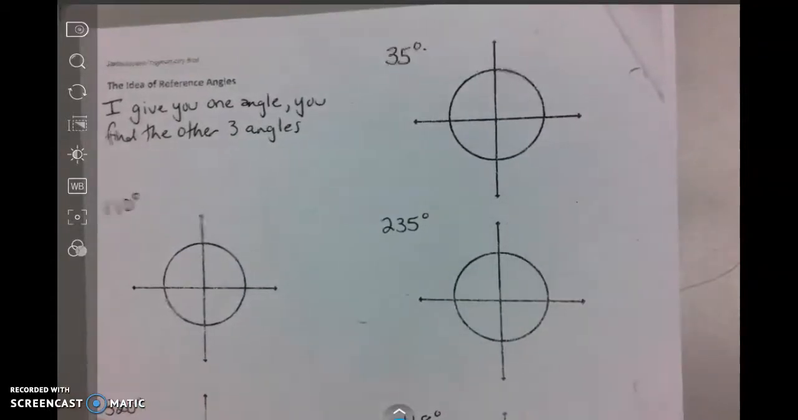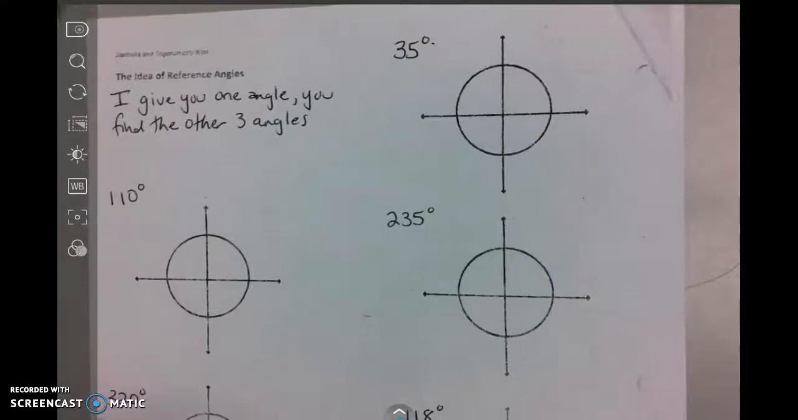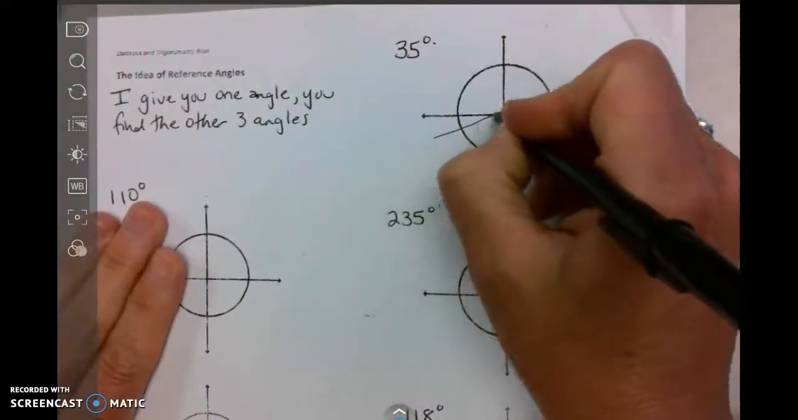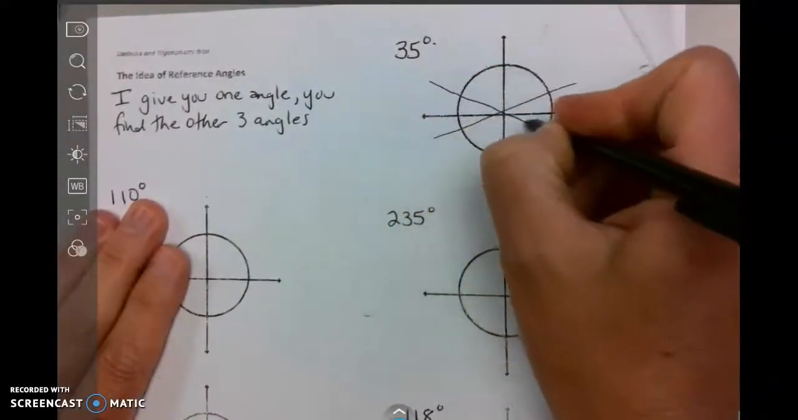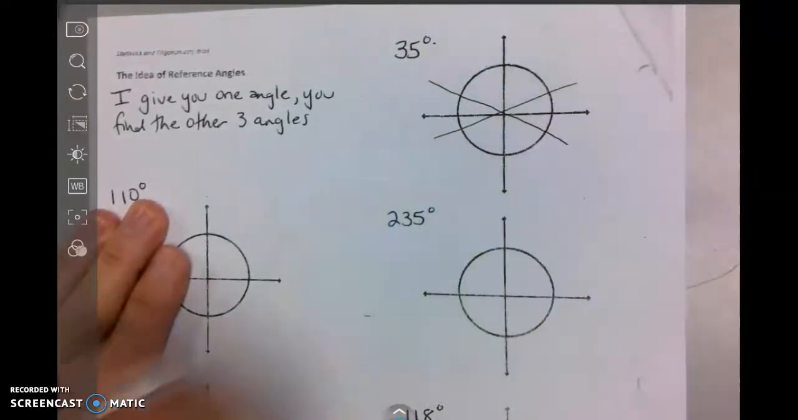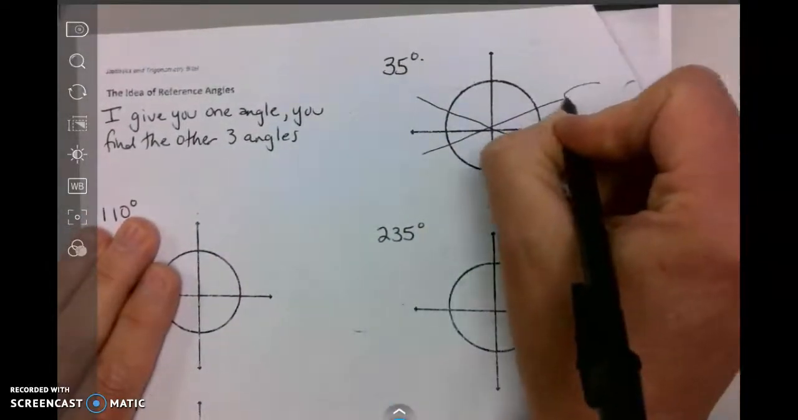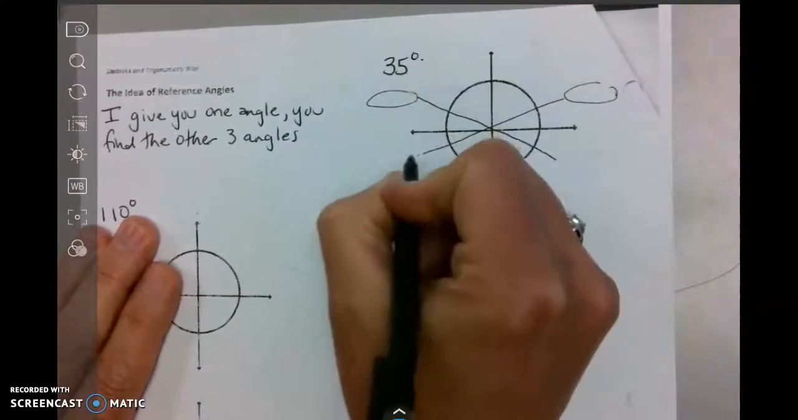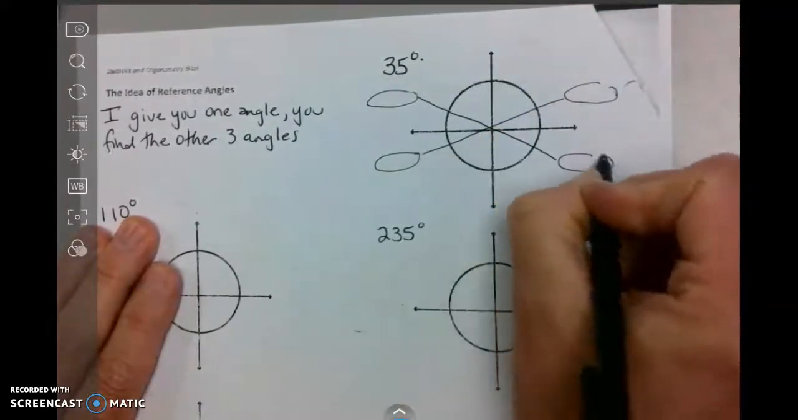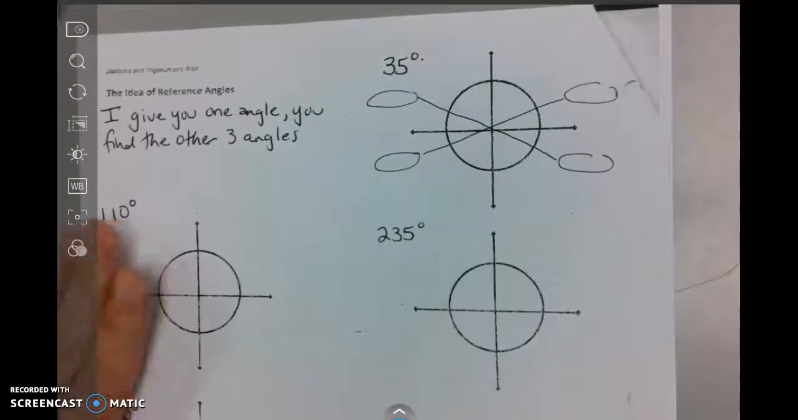What we're going to pretty much do on all of these unit circles is we're just going to draw this X, and we're going to find the four angles that all have the same cosine, sine, and tangent.